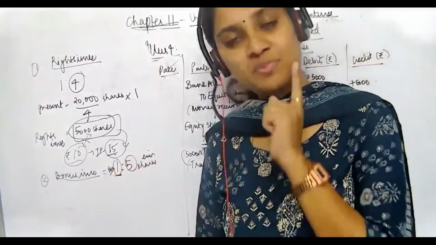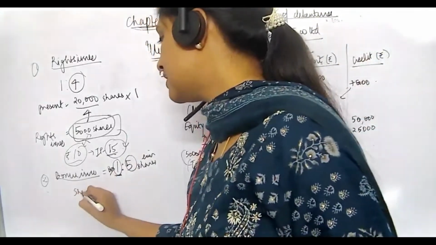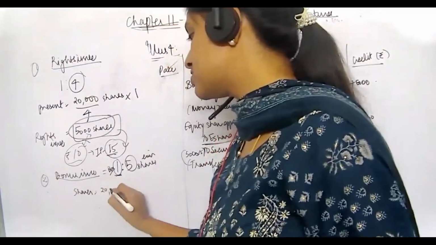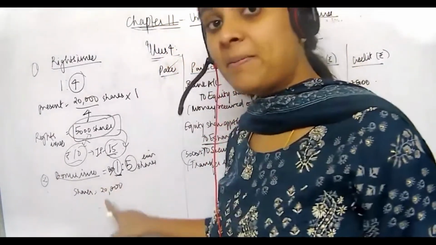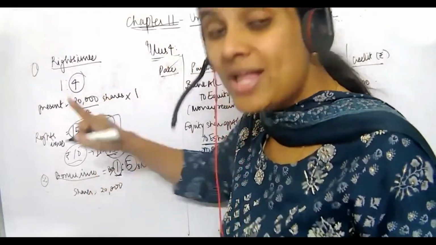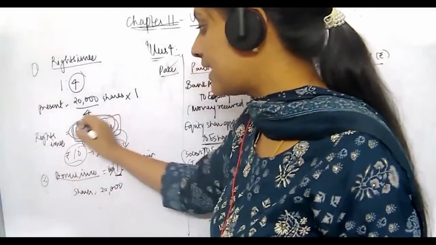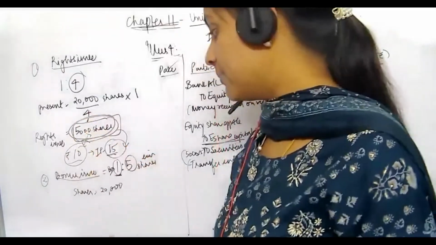Now here you should be very, very careful. What was the number of shares earlier given to you in the question balance sheet? 20,000. But my dear students, before making the bonus issue, what did they do? They did a rights issue. That means how many shares have they again issued on account of rights?